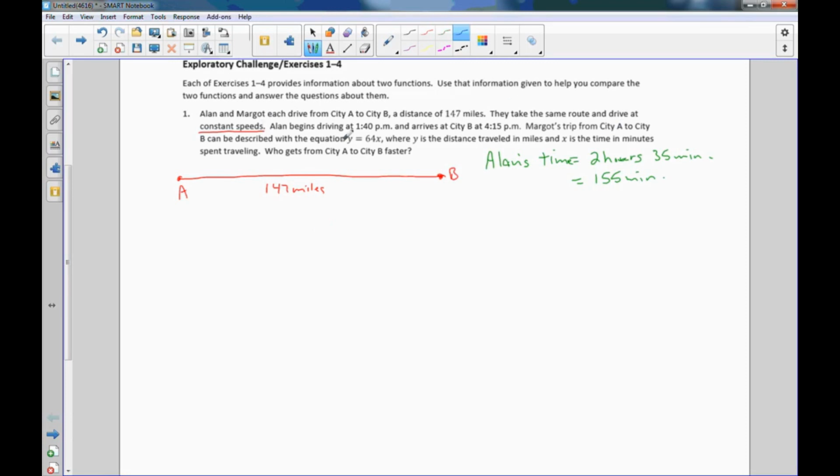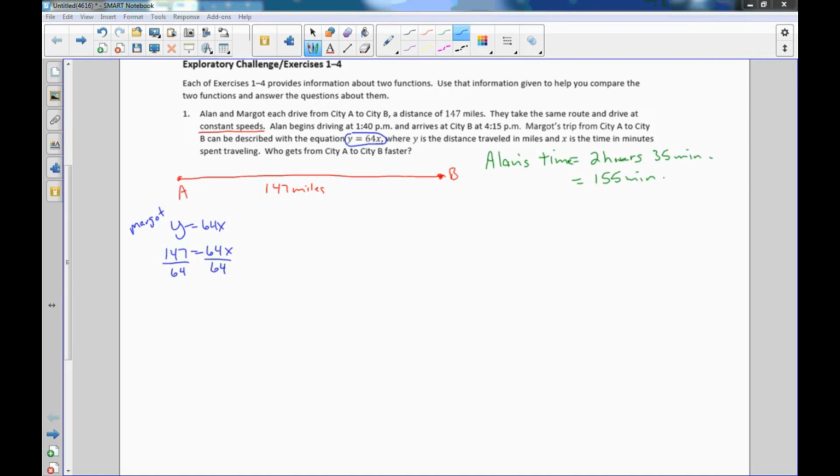Margot's trip from city A to B can be described as this equation, y equals 64x. So this is Margot. Y is the distance traveled, so we know that's 147 miles. So 147 equals 64 miles per hour times some number of hours. X is the time in minutes spent traveling. Who gets from A to B faster? So it took him 155 minutes. And to solve for time over here, I just have to divide by 64 on both sides.